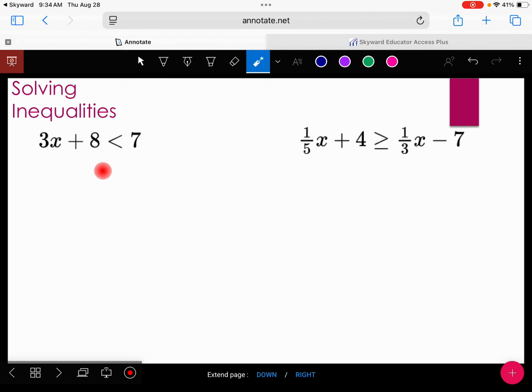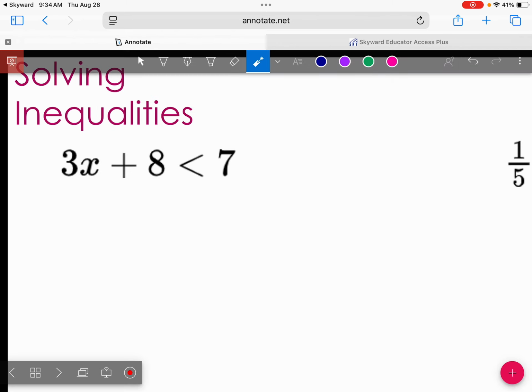So if we're given 3x plus 8 is less than 7, what do we need to do first? How do we solve this and figure out what x is? Do we treat it like an equation? The only time it's going to be treated anything different than an equation is if we multiply or divide by a negative number. Because when we multiply or divide by a negative number, what happens to our inequality sign? Flips. That's the only time that's going to change.